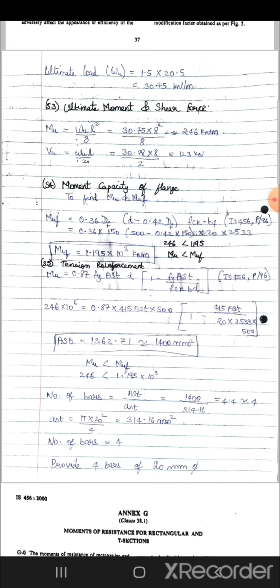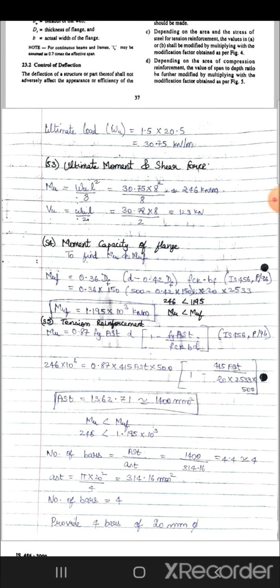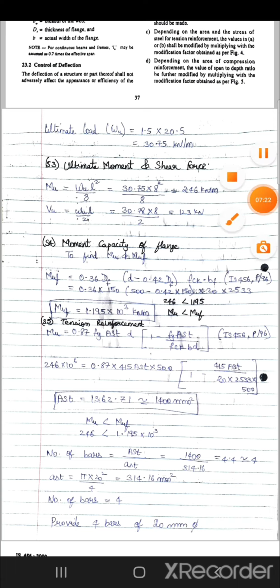Calculating in this formula, we get 1.195 into 10 power 3 kilonewton meter, which is 1195, the moment capacity of flange. So ultimate moment answer is 246. Here it is. So ultimate moment is less than moment capacity of flange.